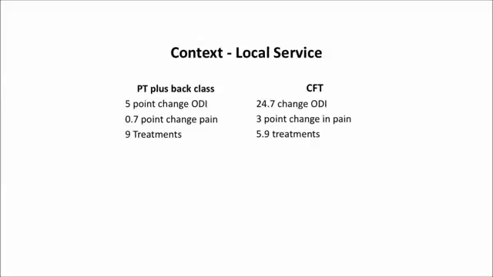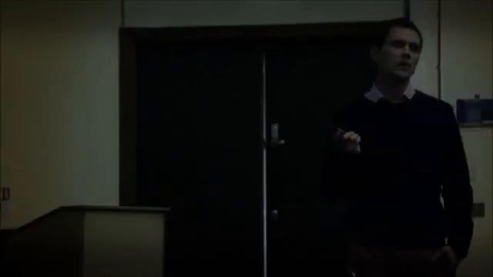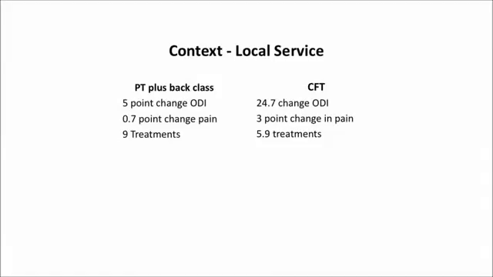And they had a similar number of patients. There was 43 within this group. And what we found was a 5-point change in the disability levels using the Oswestry, and a 0.7 change in pain. I didn't get the exact number on treatments. This was data analysed a few years ago. But they had a minimum of 8 sessions of the back class, and they would have had a minimum of 1 appointment with the physiotherapist's initial consultation. How does that compare? Well, CFT had a 24.7 change in the Oswestry, a 3-point change in pain, and this was done on less treatment, so 5.9.